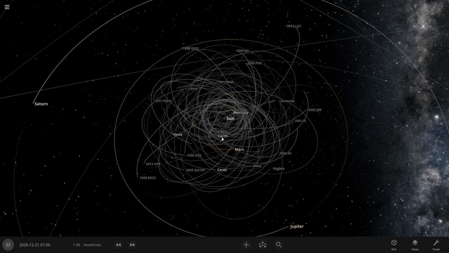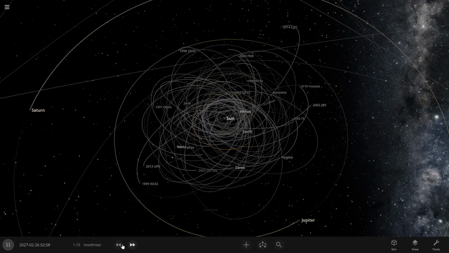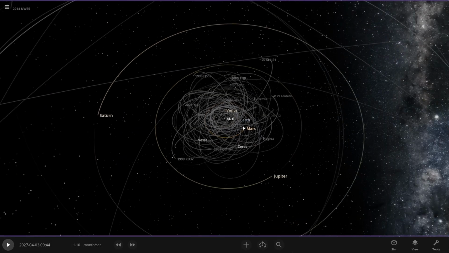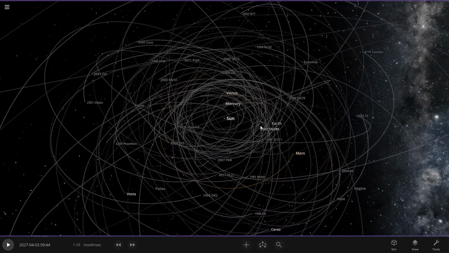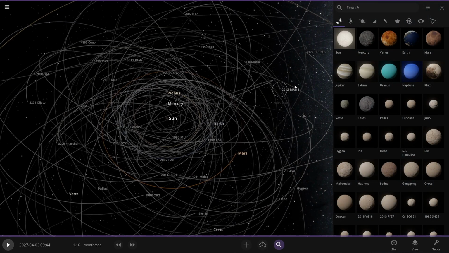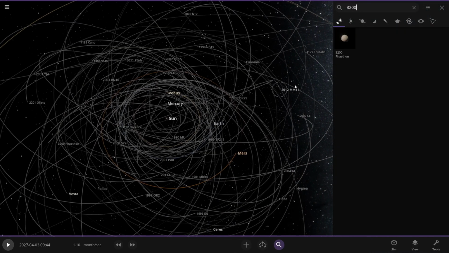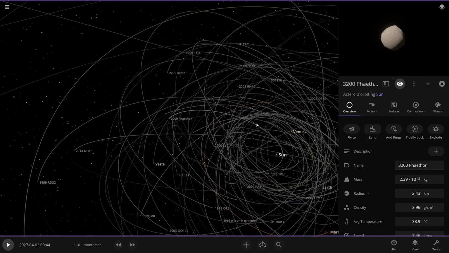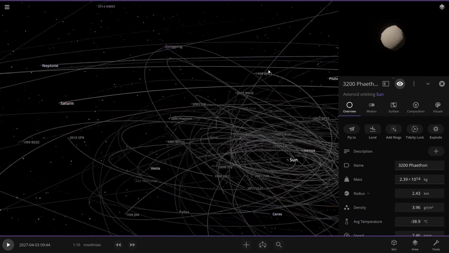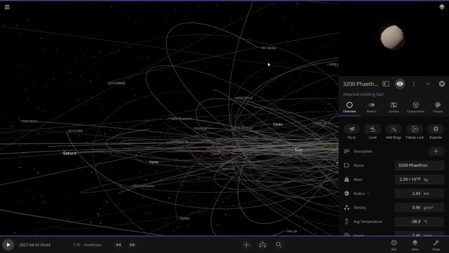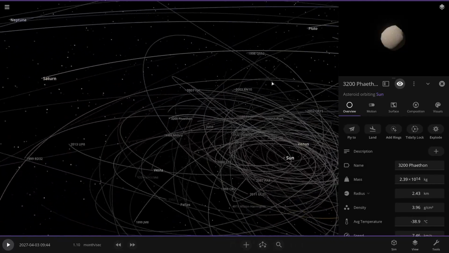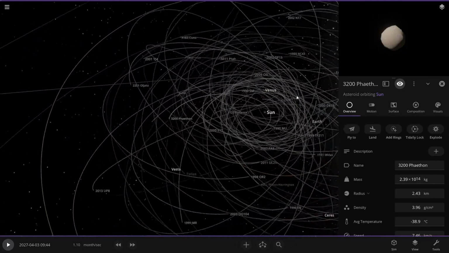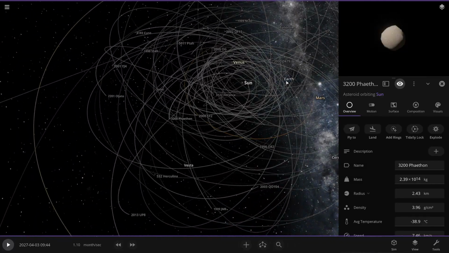We have here the Earth revolving. It's a very chaotic situation. And one of the objects we can search is 3,200 Phaethon. Now Phaethon is here. There it is. Let's click on Phaethon. It's very difficult to see something in this chaos. And there we are. Some kind of inclined orbit, so not within the ecliptic plane.